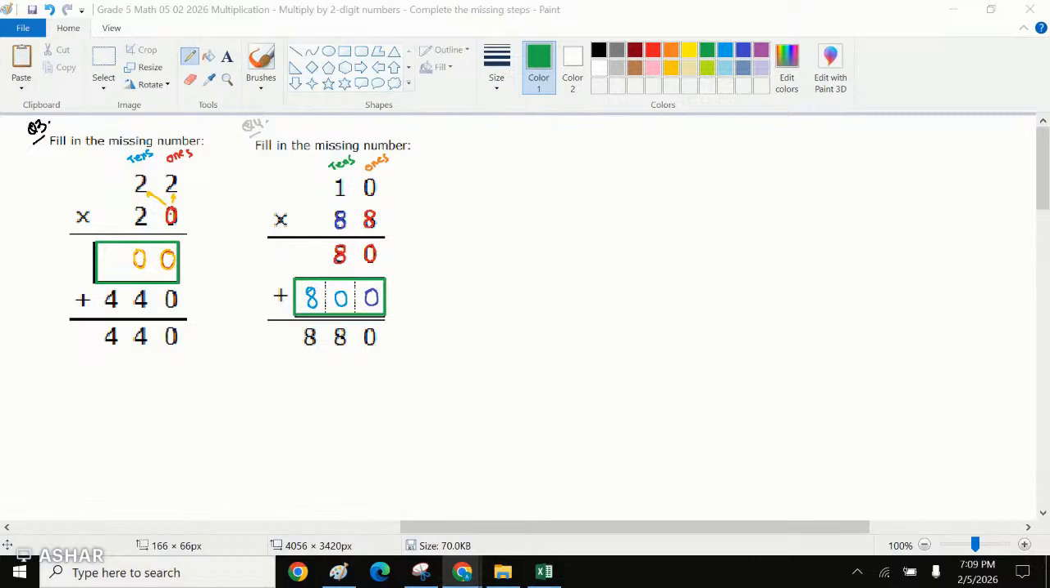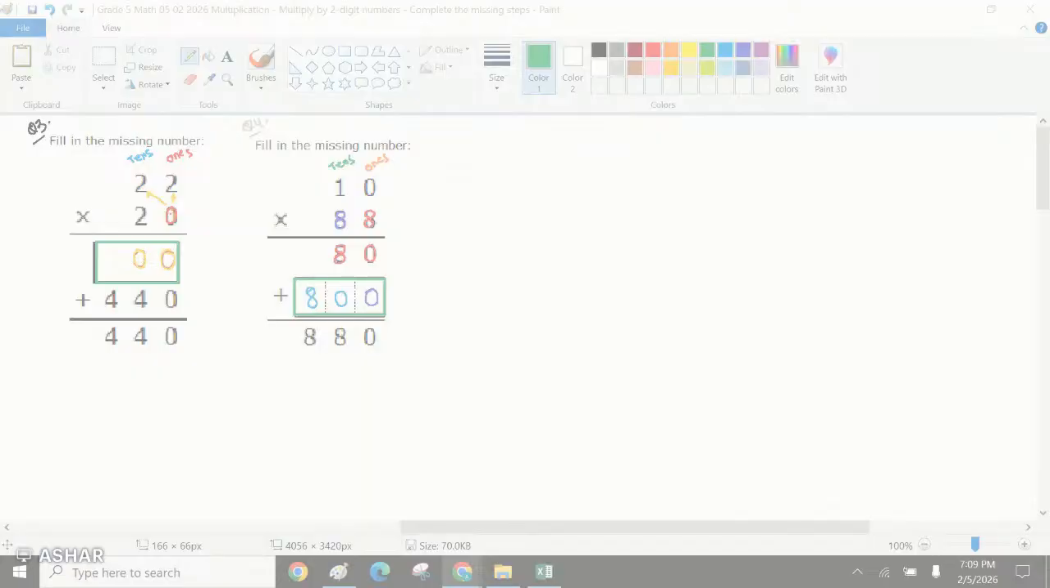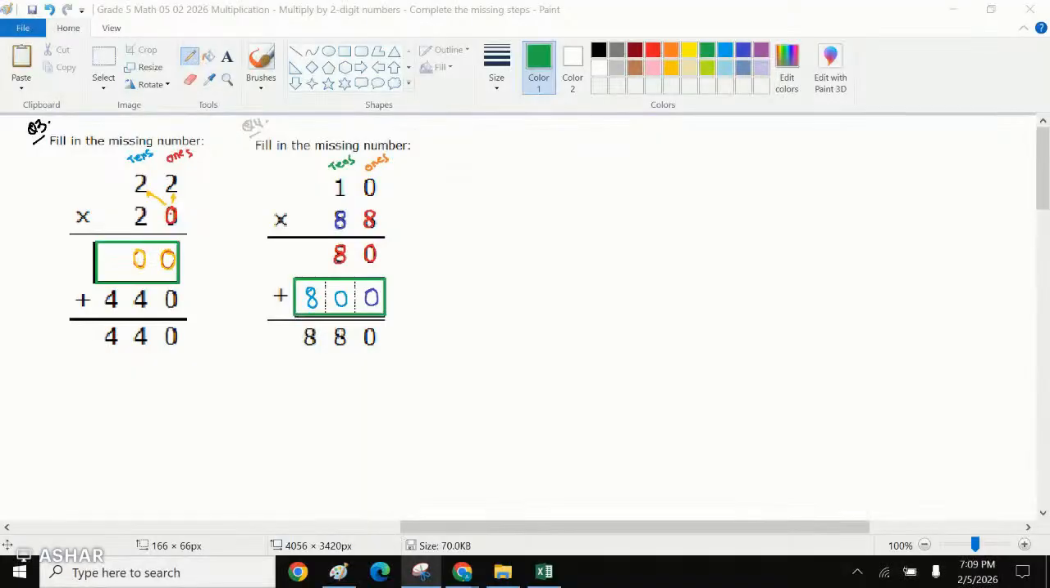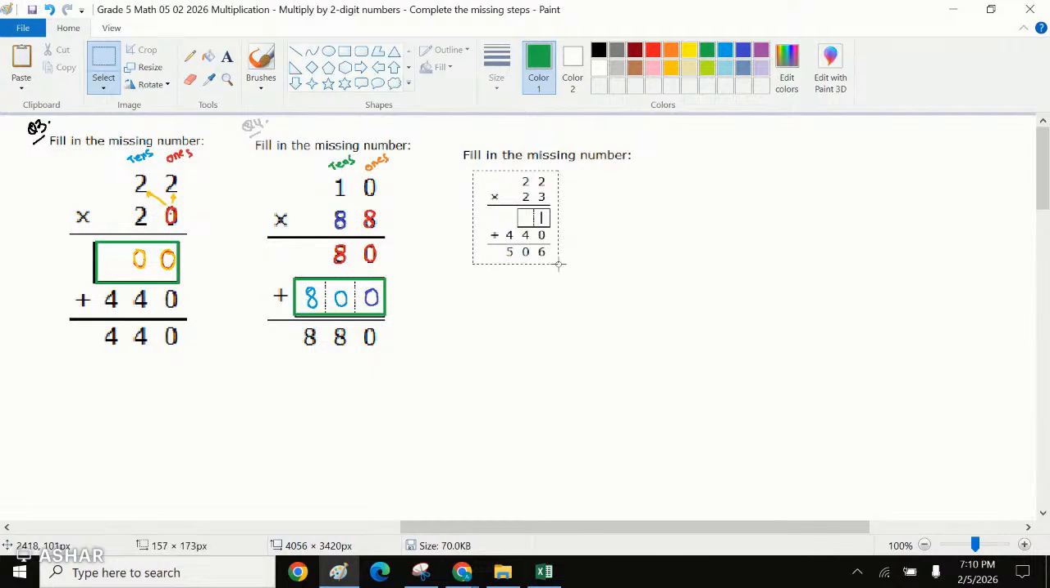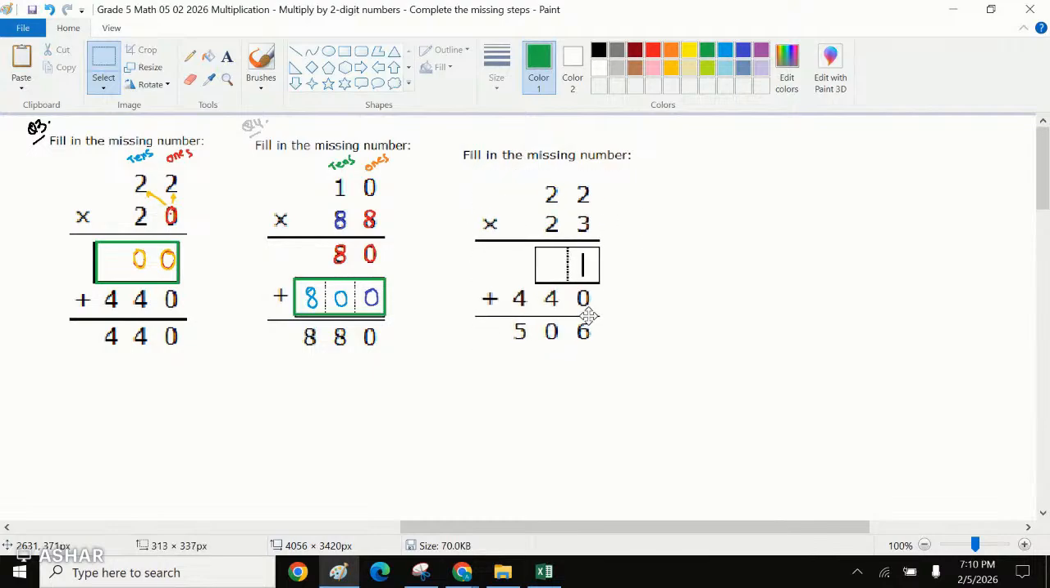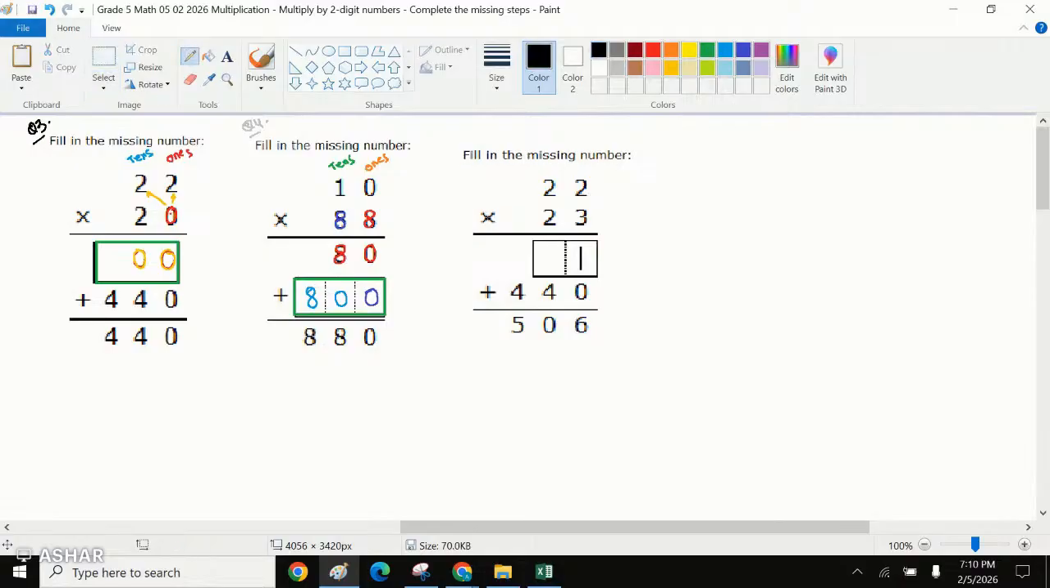So moving ahead, we need to fill in the missing numbers. The answer was 880. That was already given to us, right? We had to find the missing numbers, which I had made in a green box. The missing numbers were 800, right? So we need to read the question carefully and see what is the exact requirement and what they are expecting us to give as an answer.